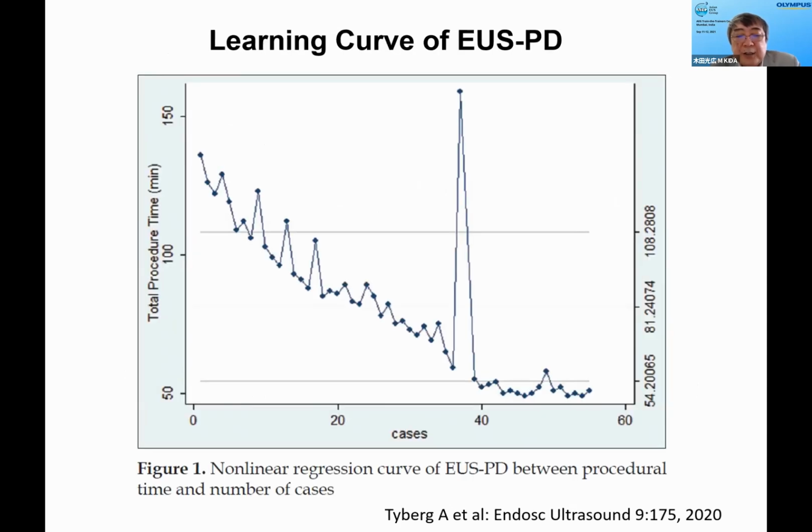This is a learning curve of the EUS-PD by Tyberg. According to this literature, after 14 cases of EUS-PD, the total time reaches a plateau after 40 cases, yes?